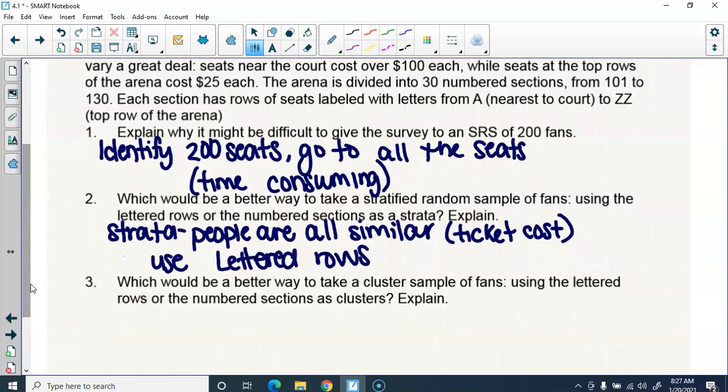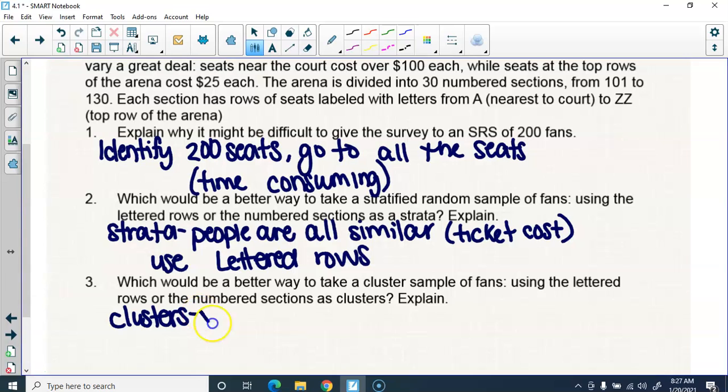So then which way would be better to take the cluster of fans? Obviously, we know it's going to end up being the other answer here, which is numbered sections. But why is that? Each of the numbered sections have all of the rows inside of them, but they're close together.